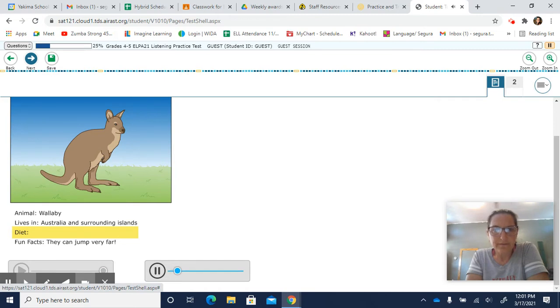The wallaby is a member of the kangaroo family and can only be found in Australia and surrounding islands. Like kangaroos, wallabies are mammals that enjoy eating plants. They have large tails that help them jump very far.